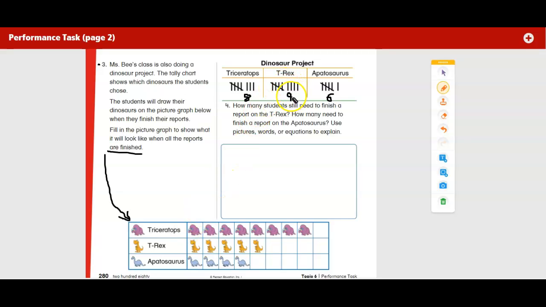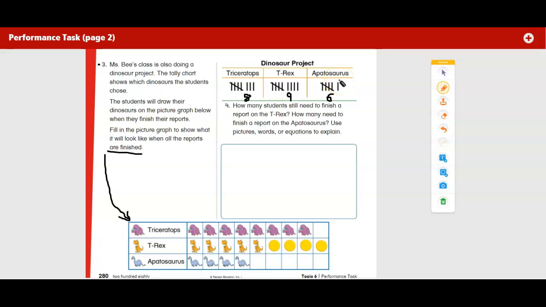Next, we are supposed to have 9 T-Rex. Let's count how many we have. 1, 2, 3, 4, 5. We need 9, so we should have added to our T-Rex. We have 5, so let's count on till we get to 9. 6, 7, 8, 9. Now our picture graph and our tally chart match for T-Rex.